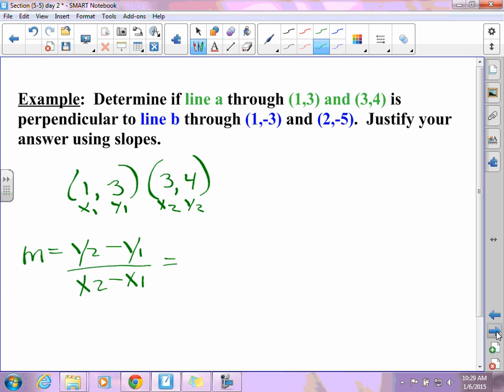Okay, y2 is 4 minus, over 3 minus 1. So I end up with 4 over 2. Okay, that's my slope.